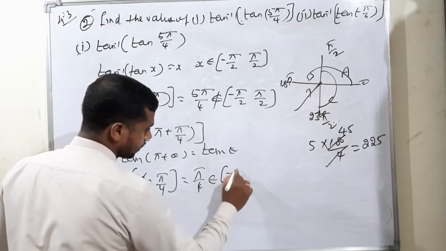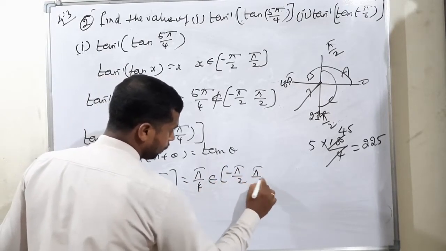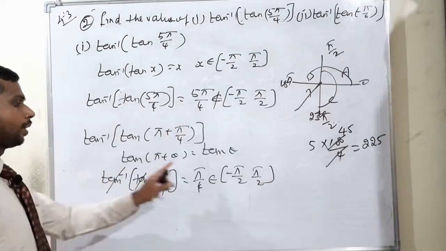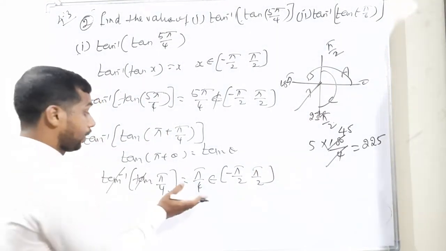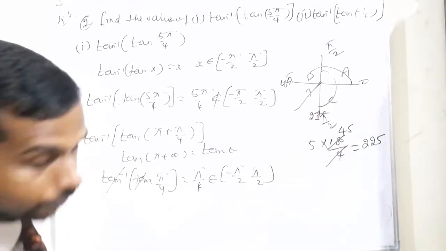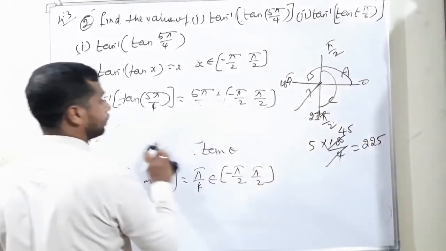Now, you can say it lies between negative pi by 2 and positive pi by 2, because 180 divided by 4 means 45. It lies between negative 90 and positive 90. Okay, subdivision 1 is over. Moving to subdivision 2.